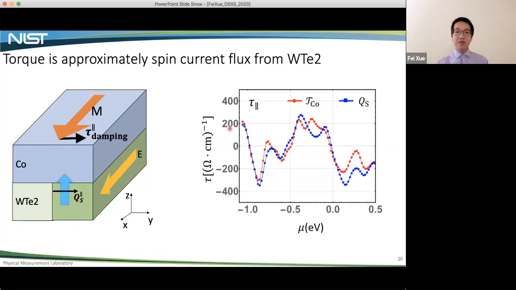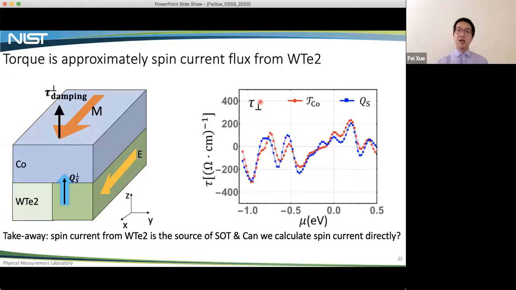So when we compare that for the parallel or conventional form, first we see that indeed the torque on the cobalt is almost the spin current flux, even though there are some differences. But near the Fermi level, it's almost overlap. So this is as expected, because in the experiments, they also performed the layer thickness dependence. They already see that this in-plane dampinglike torque is coming from the bulk spin Hall effect. But not for this perpendicular one, because in the layer thickness dependence, they don't see any bulk behavior, and it's not as expected, of course.